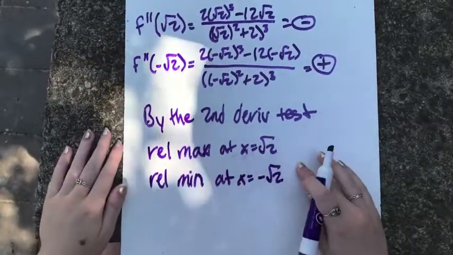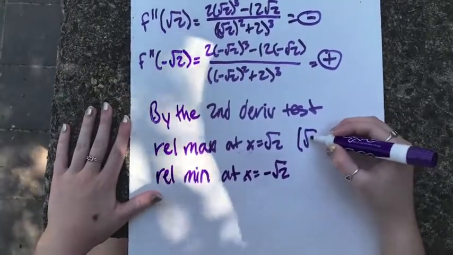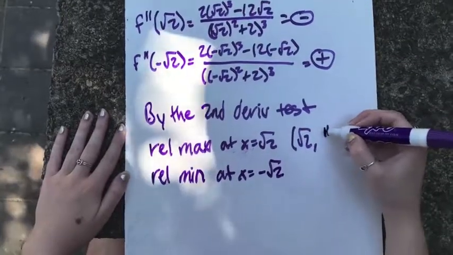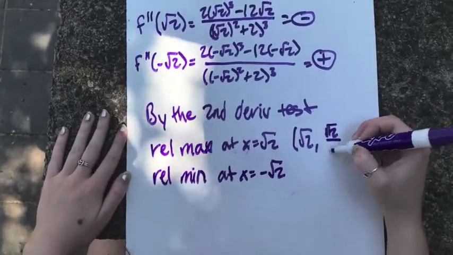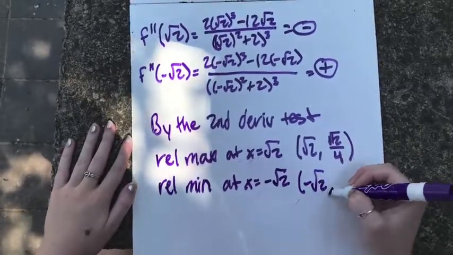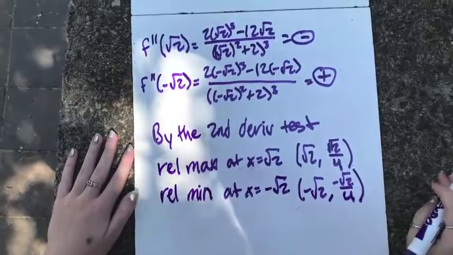Then you need to plug both of these back into the original function to find the y value. So the square root of 2, its y value is the square root of 2 over 4, and for negative square root of 2, its y value is negative square root of 2 over 4. And so this is the answer.